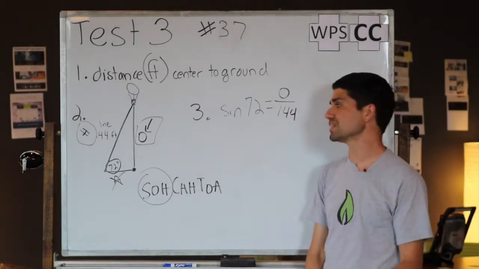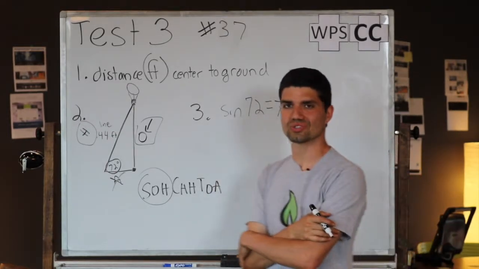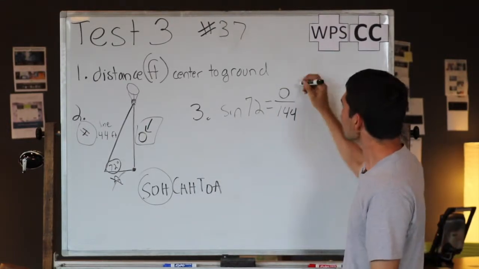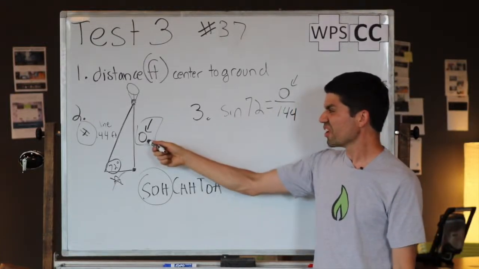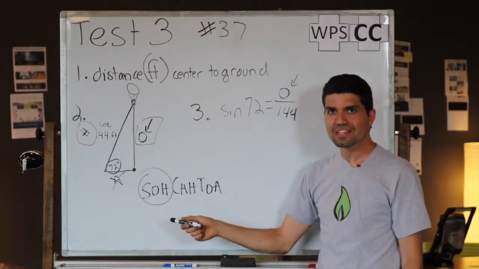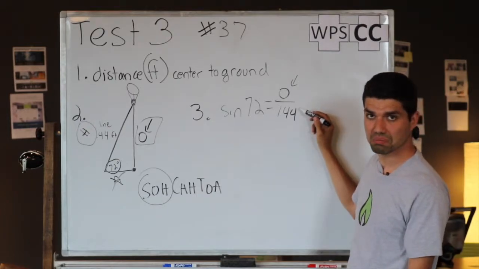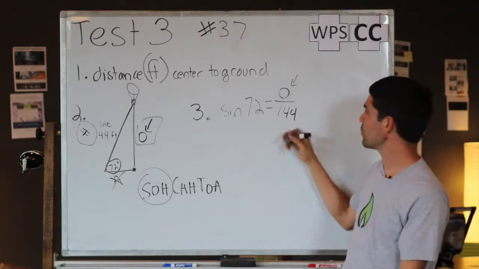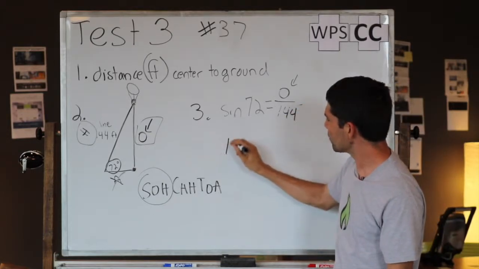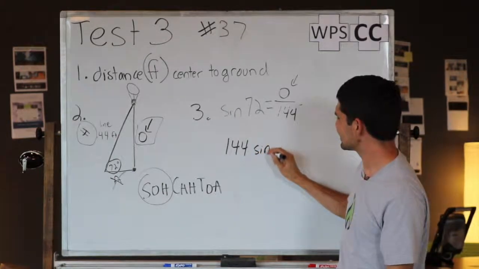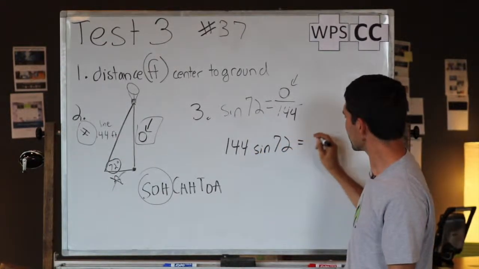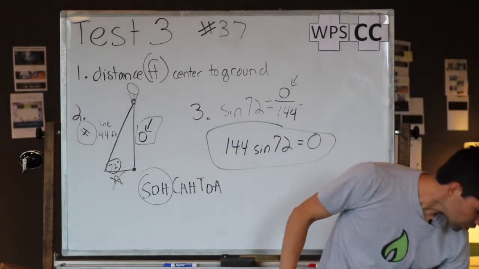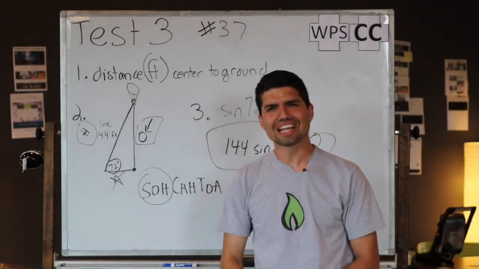And you look at your answer choices and you say, oh, dang it, none of those look like this. All right, well, let's just take it one step further. If we want to solve for our O, for our opposite, what do we need to do to both sides of the equation? Multiply by 144, exactly. And then when you multiply both sides by 144, this crosses out, and then you have 144 times the sine of 72 is equal to opposite. Now looking at that, boom, that looks very similar to answer choice letter E.